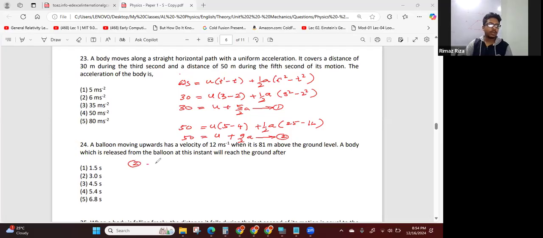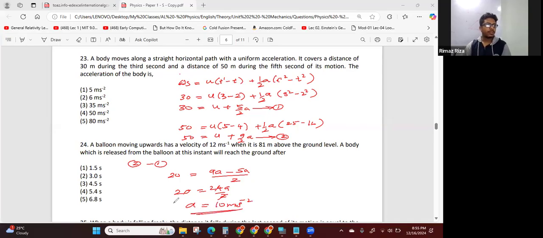So I can take 2 minus 1. 50 minus 30 is 20 on the left hand side. u and u cancel, so I get (9a minus 5a) divided by 2, which is 4a divided by 2. So 20 equals 4a divided by 2, therefore a equals 10 meters per second squared. So therefore the acceleration is 10 meters per second squared.